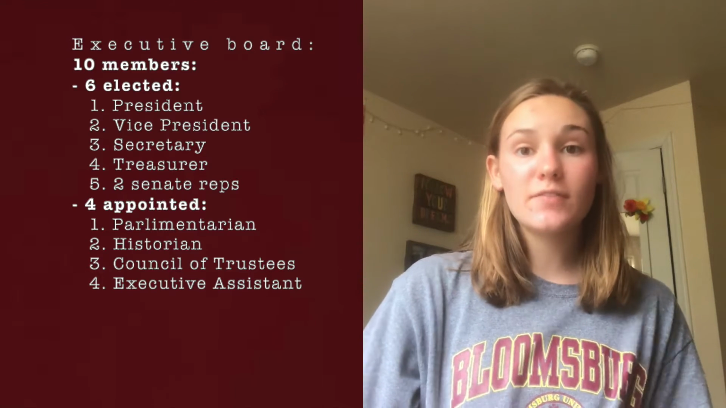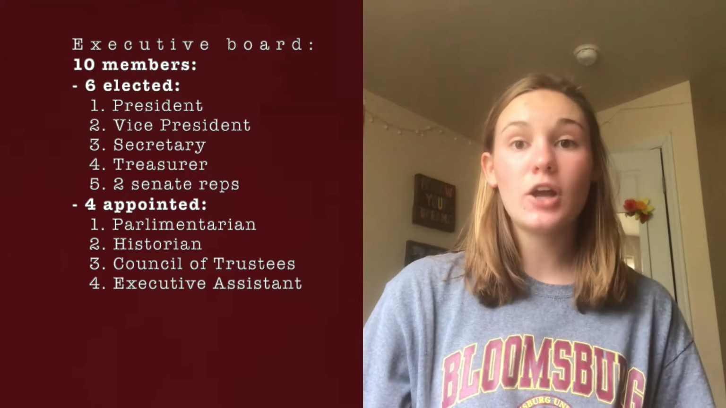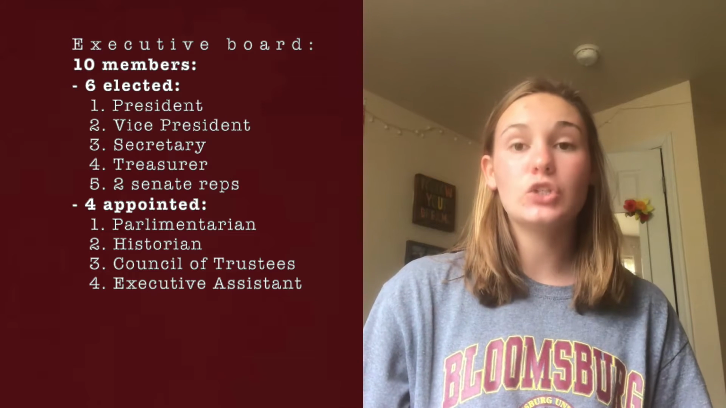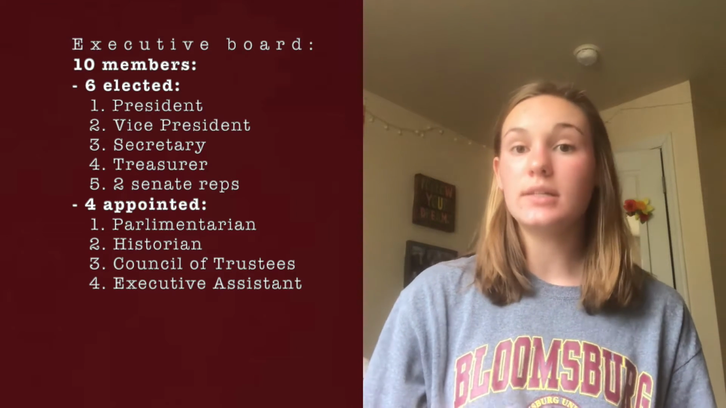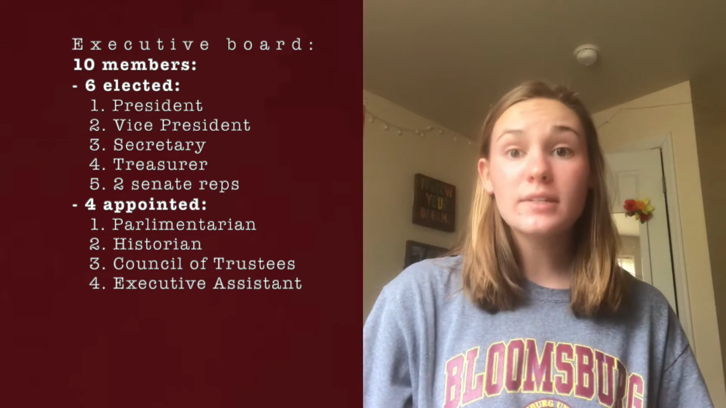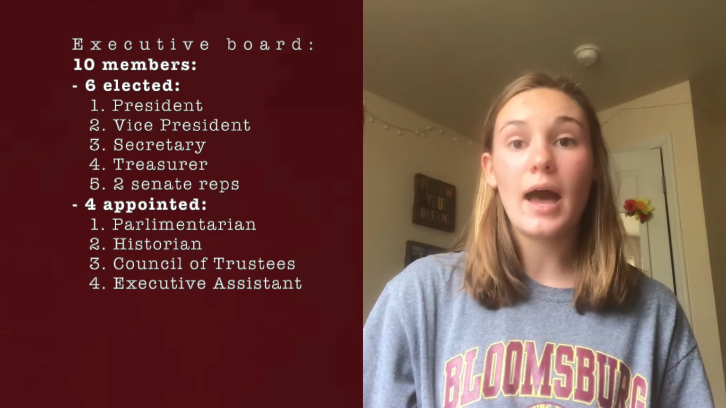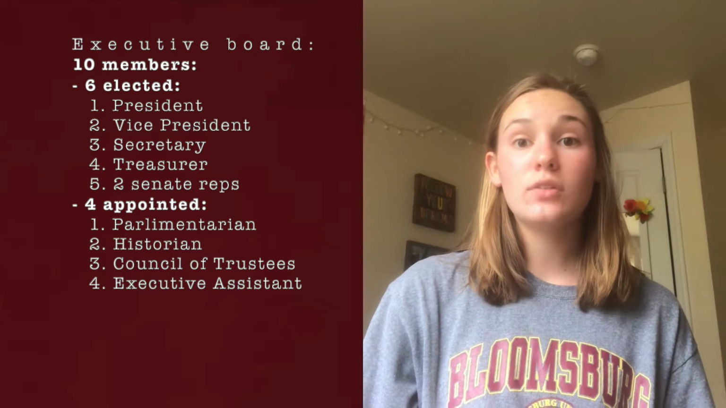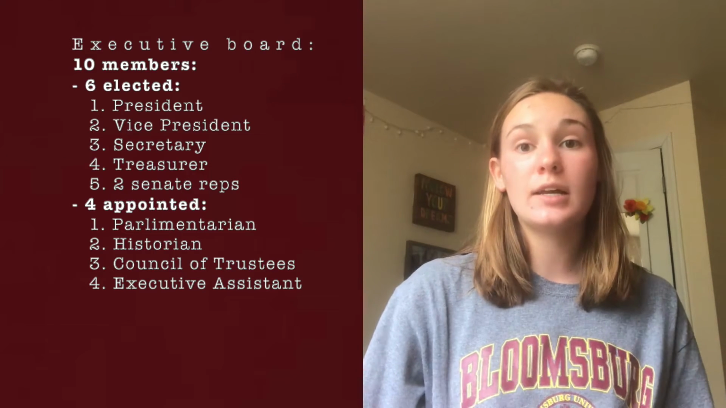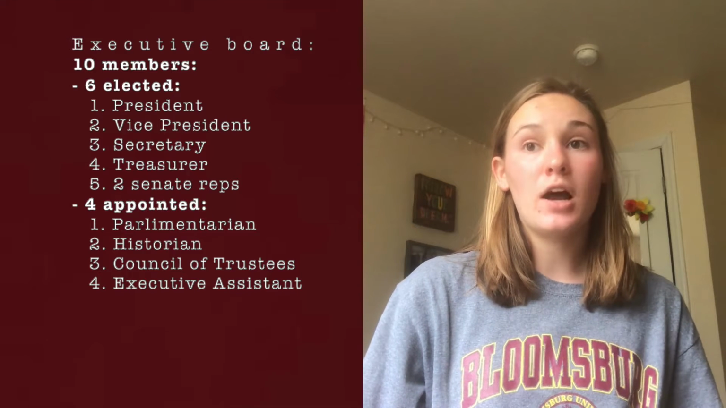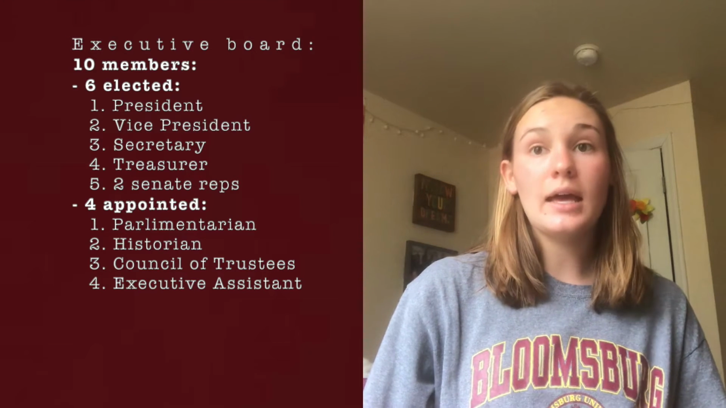So 6 of them are elected. We have our president, our vice president, secretary, and treasurer. And we also have 2 members of the Senate who are elected to be on the executive board. 4 of these 10 members are appointed. That means that when the people are elected to the exec board, they will appoint 4 members to fill the position of parliamentarian, historian, member of the council of trustees, and the executive assistant as well.